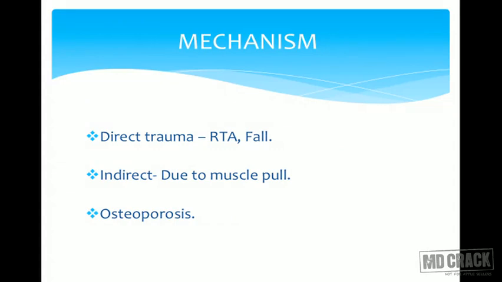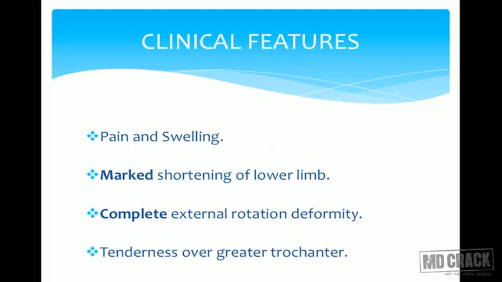The mechanisms of injury are direct trauma, in the form of road traffic accidents and history of fall, and indirect, due to a muscle pull, more commonly in osteoporotic people. Males and females both are affected, but females are more common. Now, the clinical features of these fractures: there is definitely pain and swelling. Secondly, there is marked shortening of the lower limb. That is because of the fracture, there is a collapse which occurs between the fragments, and because of the collapse, there can be marked shortening of the limb, and that is called limb length discrepancy.